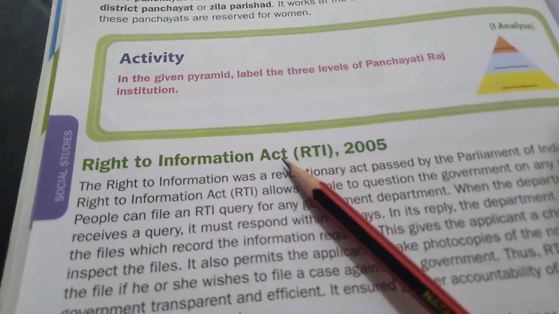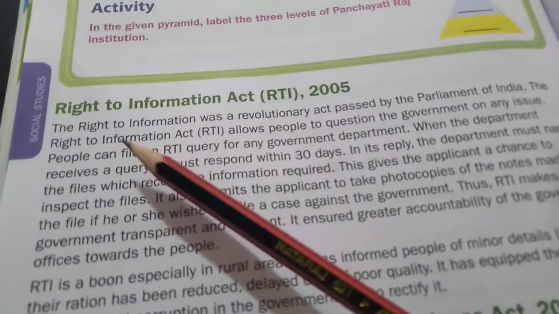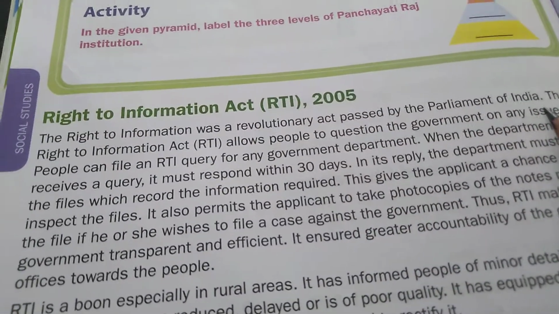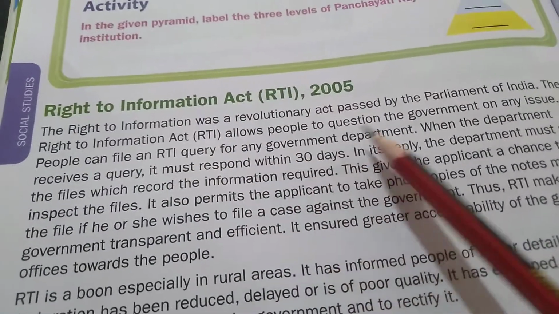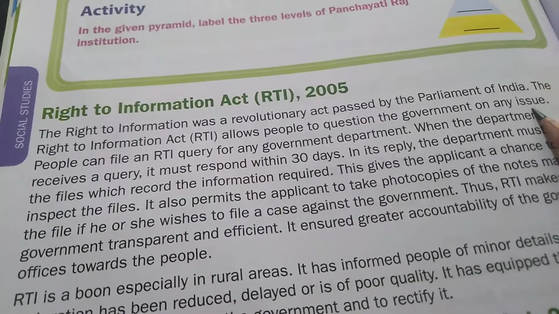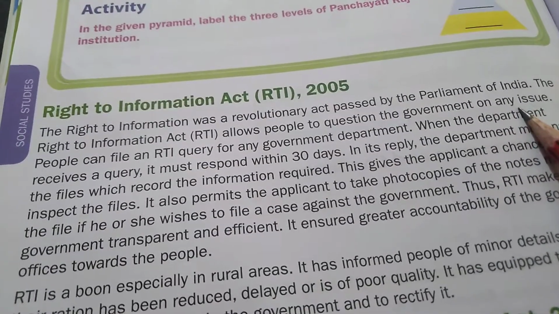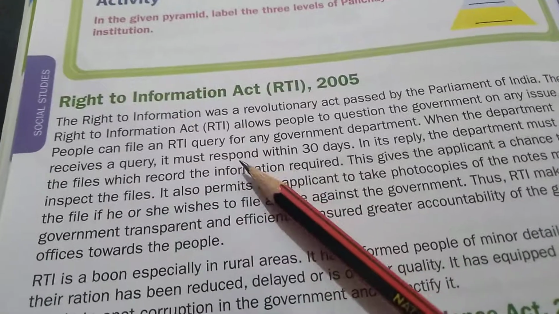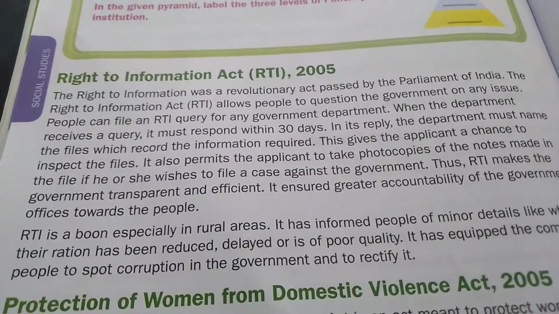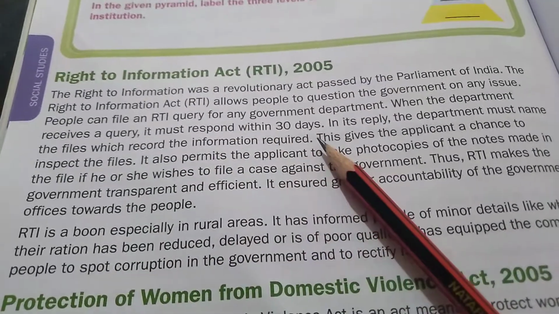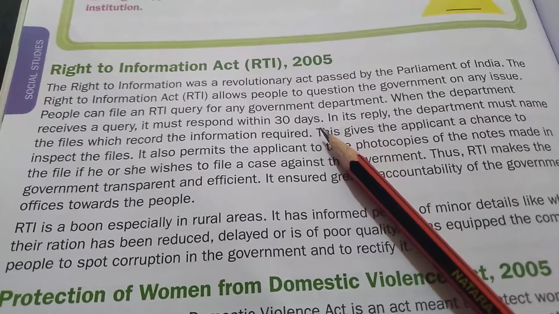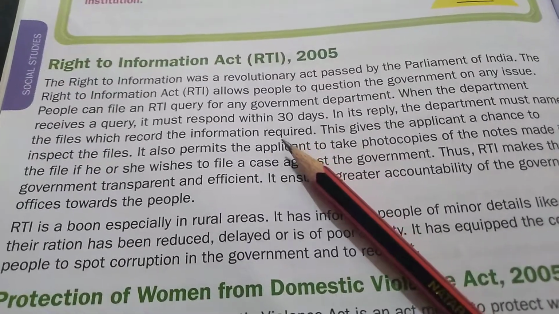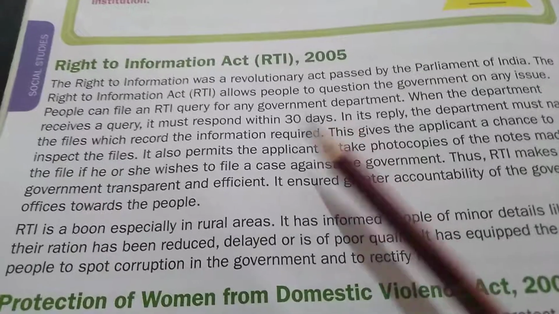Next, Right to Information Act, RTI, 2005. The Right to Information was a revolutionary Act passed by the Parliament of India. It allows people to question the government on any issue. People can file an RTI query for any government department. When the department receives a query, it must respond within 30 days.